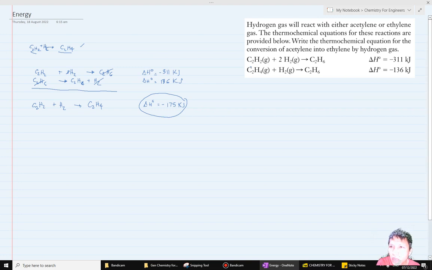Hydrogen gas will react with either acetylene or ethylene. Write the thermochemical equation for the conversion of acetylene into ethylene. So this is your acetylene, this is your ethylene.